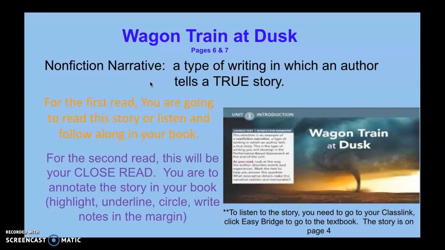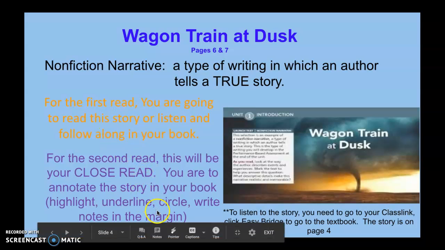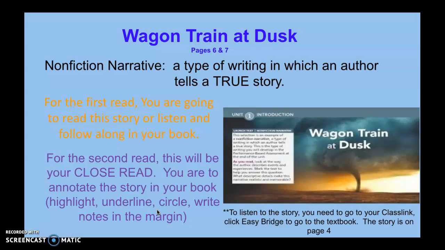Now, the second time you read or listen to this story, it's going to be your close read. This is what we talked about in our last lesson. So you're going to annotate the story in your book. This is where you're going to circle those bold words, maybe those 5 words that we talked about on page 5, or other words you might not know. You're going to underline and highlight things that stand out to you, phrases or words that might be repeated. And then you're going to write your notes in the margin. Again, this is on pages 6 and 7 in your My Perspectives book.